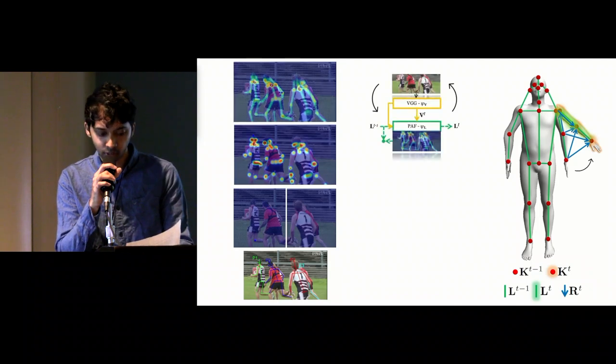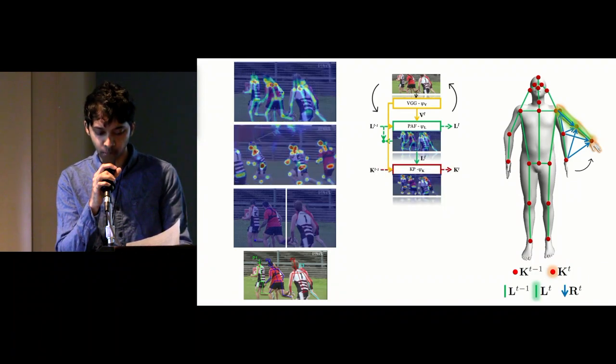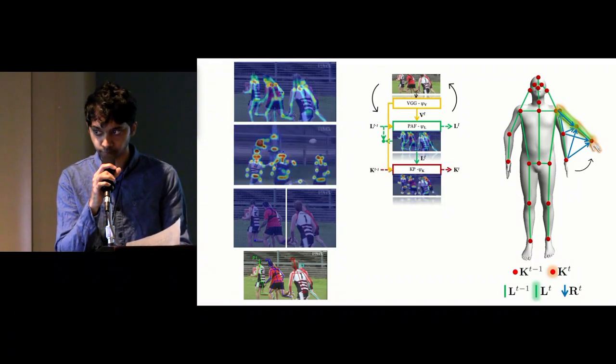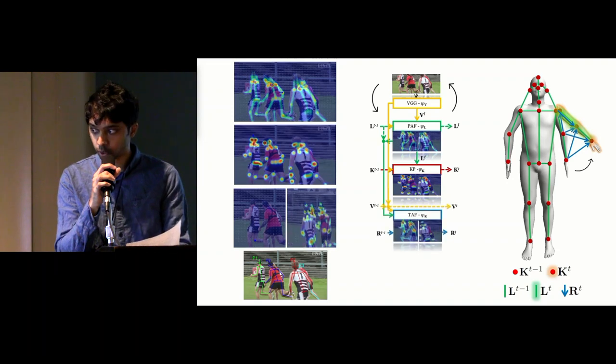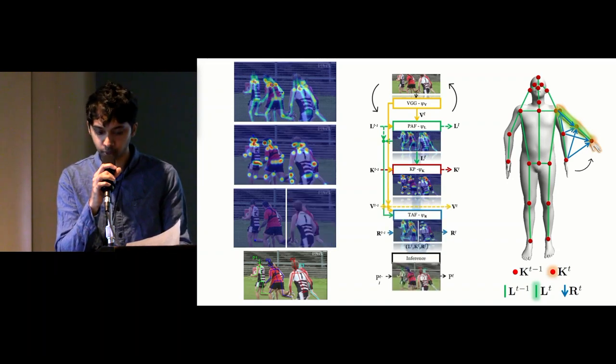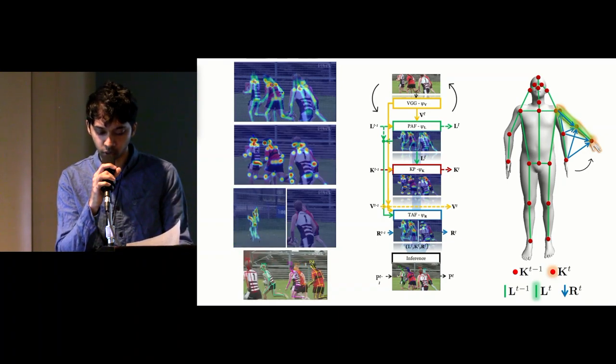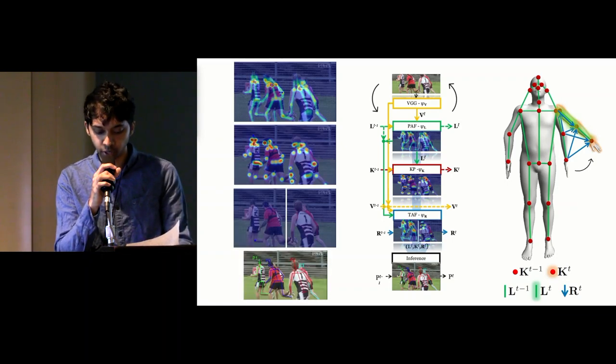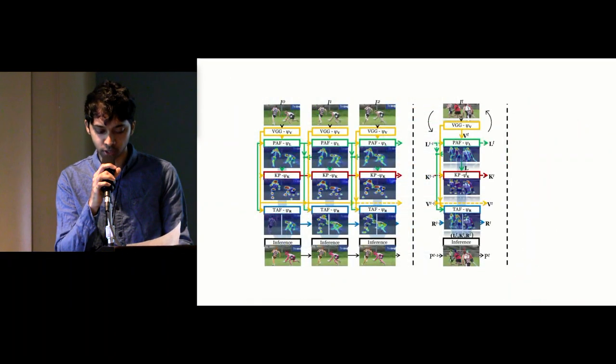Part affinity fields are predicted from this and the previous path. From that, key points are predicted in a similar manner, followed by temporal affinity fields. Jointly, we call this STAF, or spatio-temporal affinity field. Finally, we use this information to solve a frame-to-frame spatio-temporal graph across all the people detected and seen in a real-time manner. During training, we unroll the network and train it on single images followed by video sequences.